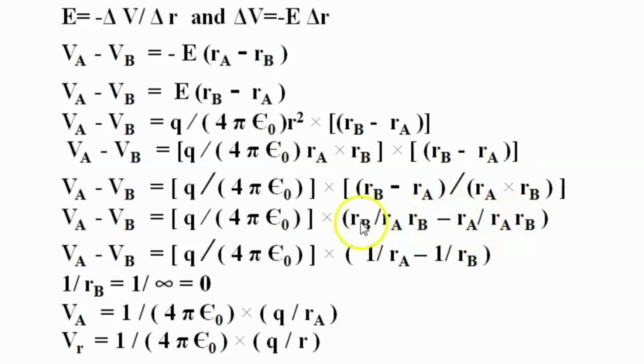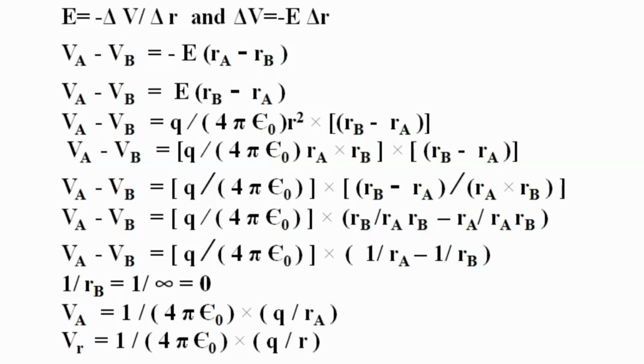Now here in this fraction, this RB and this RB will be cancelled, while in that fraction, this RA and this RA will be cancelled. So it will become VA minus VB, which is the potential difference, which is equal to Q upon 4 pi epsilon naught multiplied by 1 upon RA minus 1 upon RB.